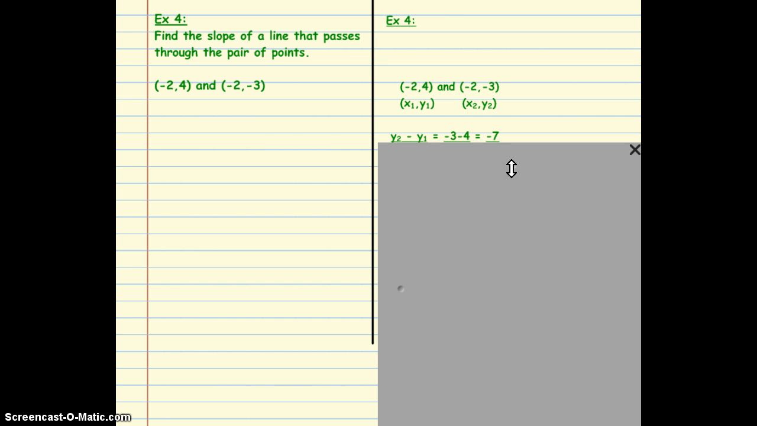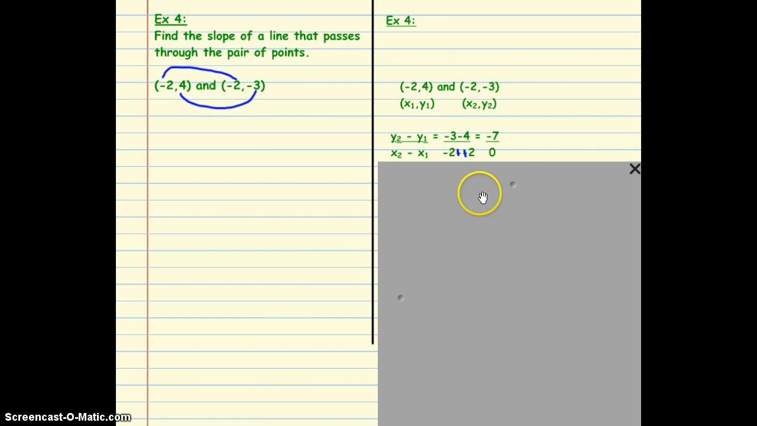All right, finding our rise is our y's. Working right here, negative 3 minus 4 gives us negative 7. Our run is negative 2 minus negative 2. Again, subtracting a negative really means adding a positive. So negative 2 plus 2 is 0. So now we need to divide. Negative 7 divided by 0. Well, you can't do that.